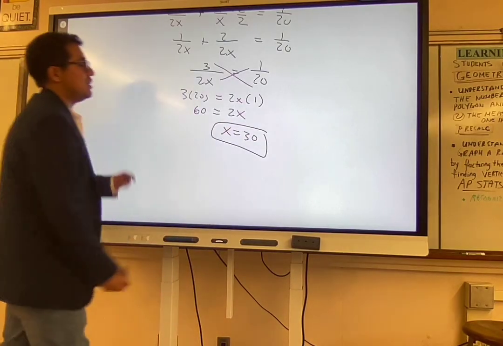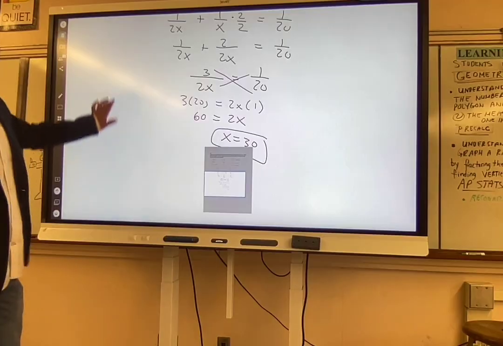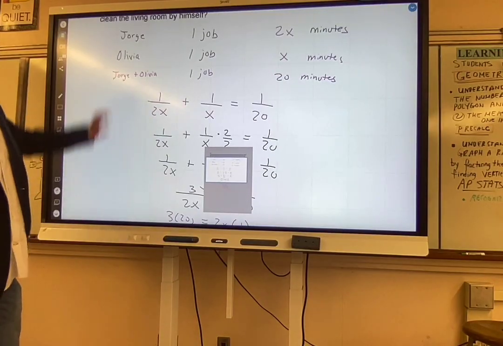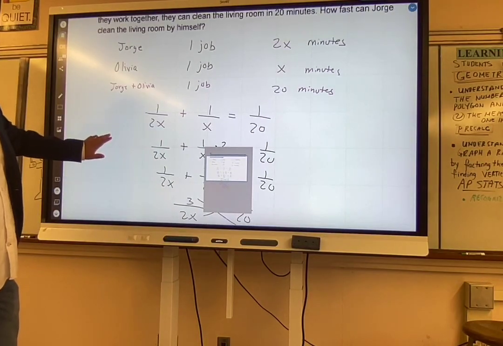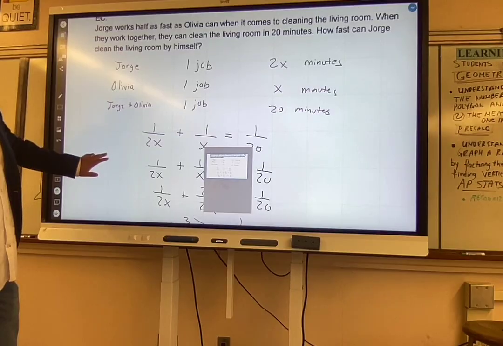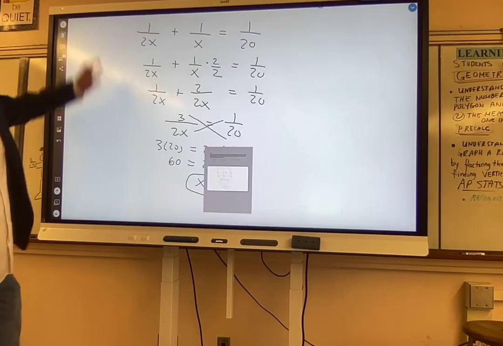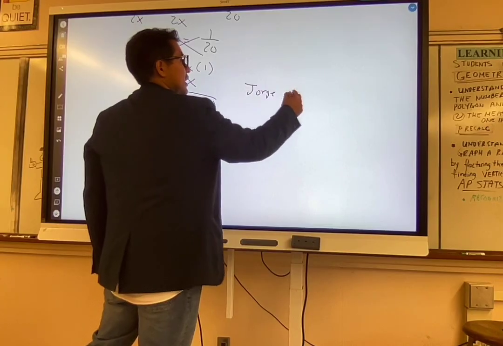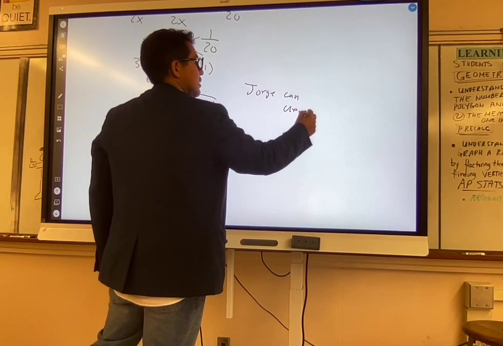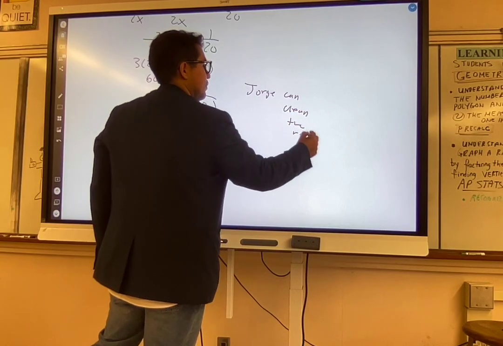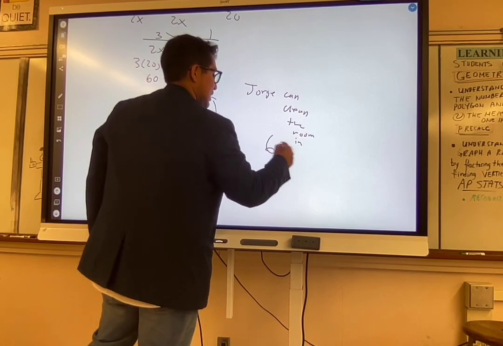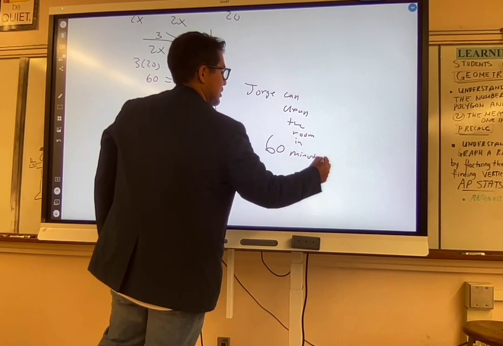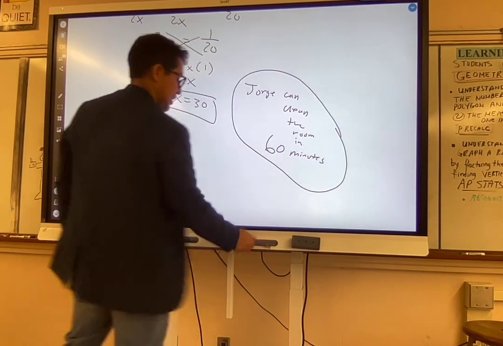Okay, so as it turns out, if x is 30, if I go back to the table, that means Olivia gets the job done in 30 minutes. So how fast can Jorge clean the room by himself? 60 minutes. So my actual final answer would be Jorge can clean the room in 60 minutes. Okay? And that would be the answer for that.